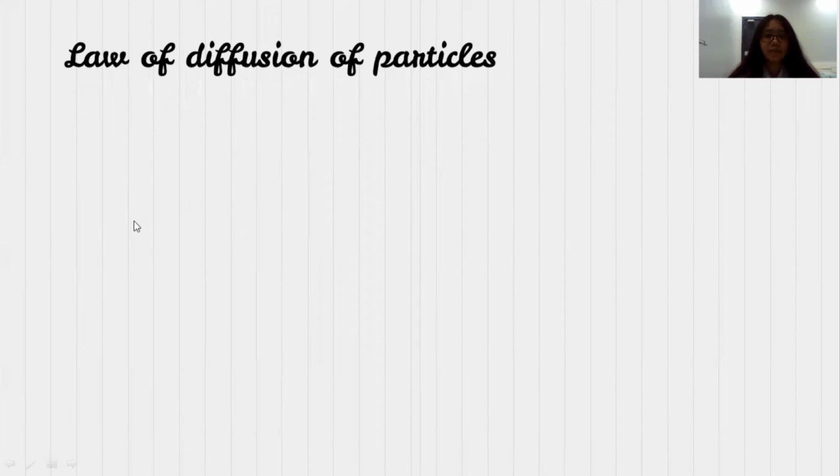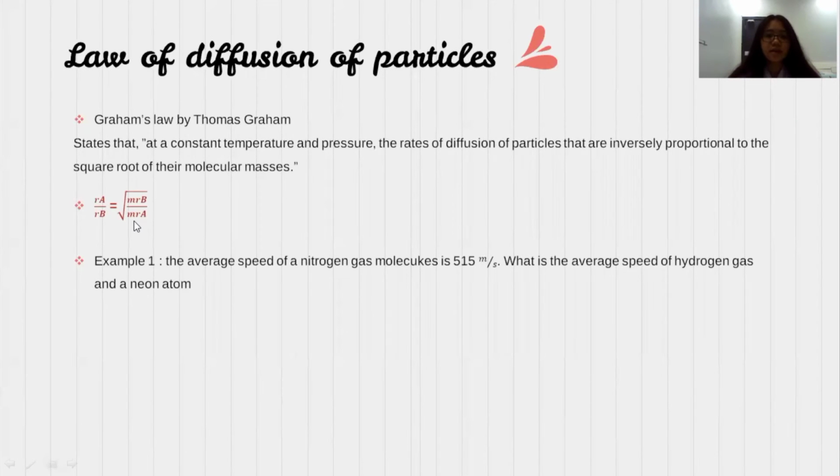Law of diffusion of particles. Graham's law by Thomas Graham states that at a constant temperature and pressure, the rates of diffusion of particles are inversely proportional to the square root of their molecular masses. And based on the law, we got the equation right here. For example number 1, the average speed of a nitrogen gas molecule is 515 meters per second. What is the average speed of hydrogen gas and a neon atom?